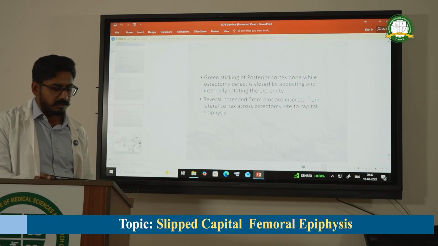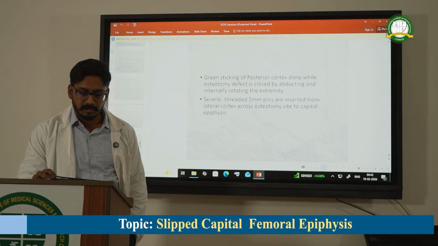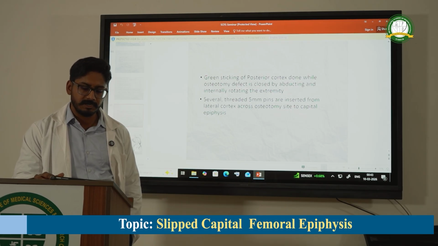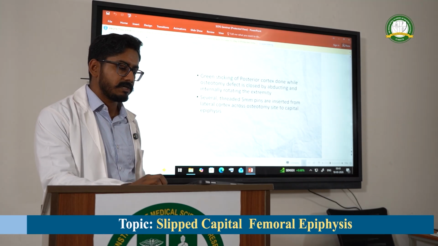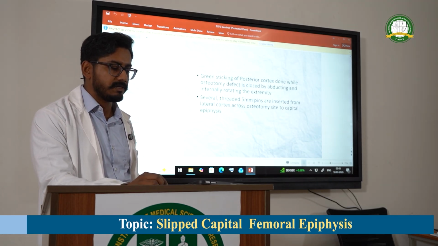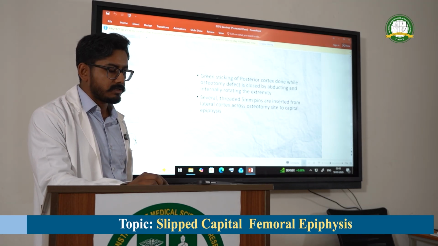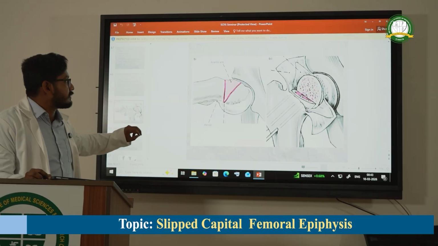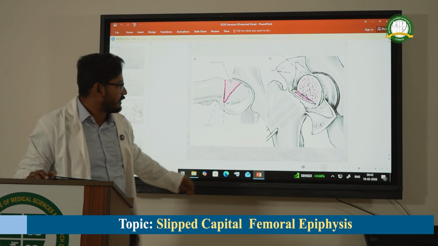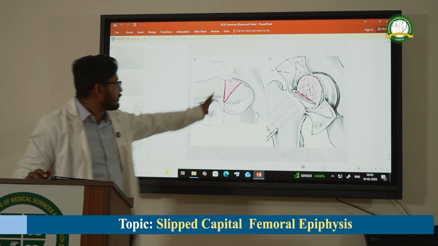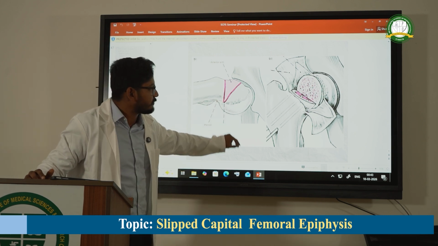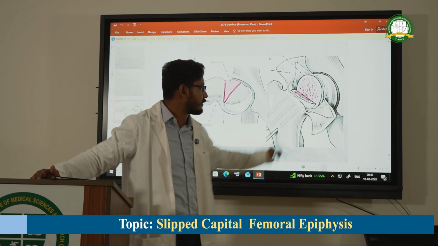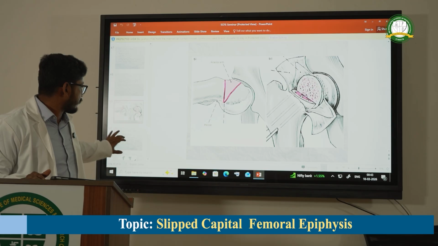There is greenstick fracture of posterior cortex, which is done while osteotomy defect is closed by abducting and internally rotating the extremity. Several threaded 5 mm pins are inserted from lateral cortex across osteotomy site to capital epiphysis. This is the image representing the intra-op images. This is the osteotomy done, and it looks like this. Then there is serial pinning, multiple pinning is done to fix the osteotomized fragments.